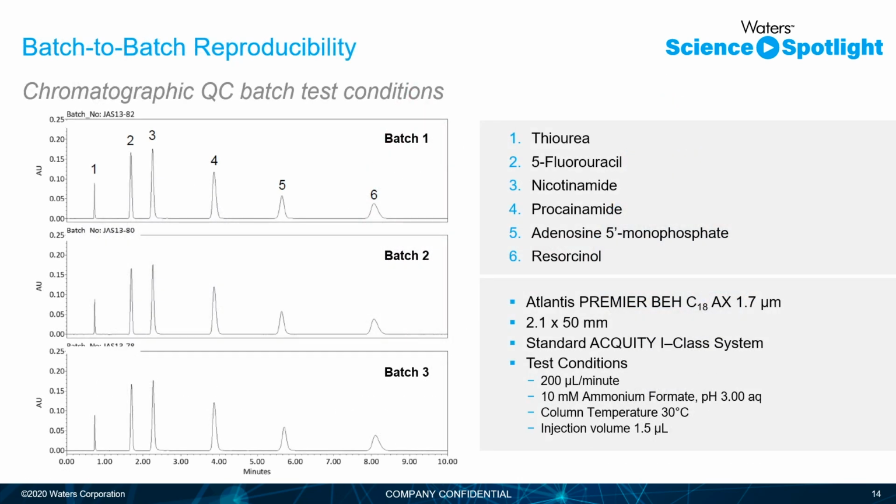If we look at the batch-to-batch reproducibility of this process, it's very reproducible. If we look at 3 batches shown here, the overlay trace from our QC test are quite similar, if not identical. You see very little difference in selectivity between these 3 batches, which are prepared on 3 different base particles and 3 different bonding steps.